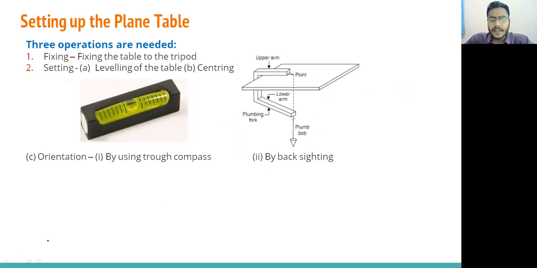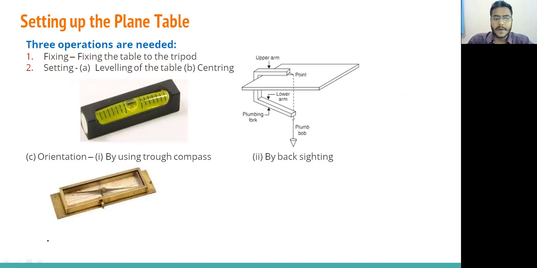So orientation we can do by using the trough compass or by back sighting. First we will see how we can do it by using the trough compass. So this is the trough compass. This is a drawing sheet, and we kept it at station A.